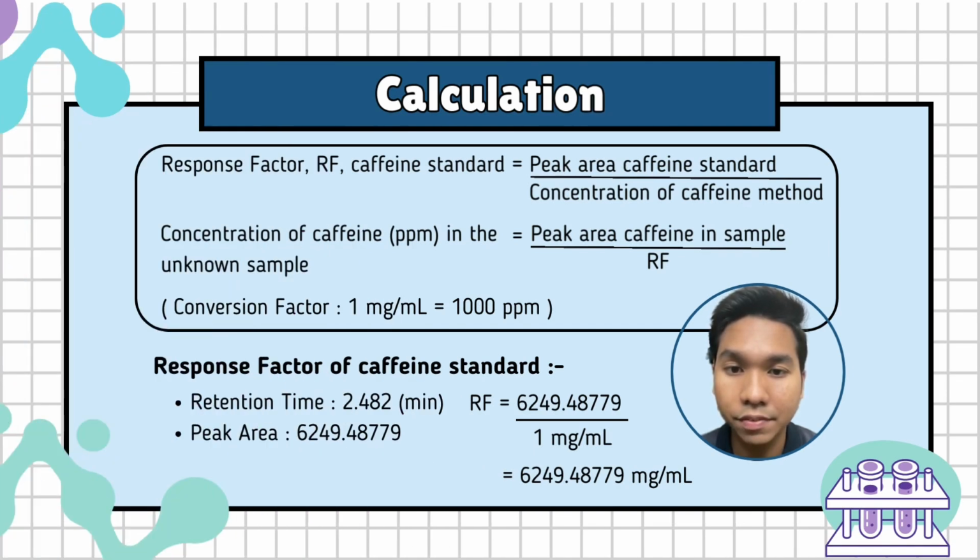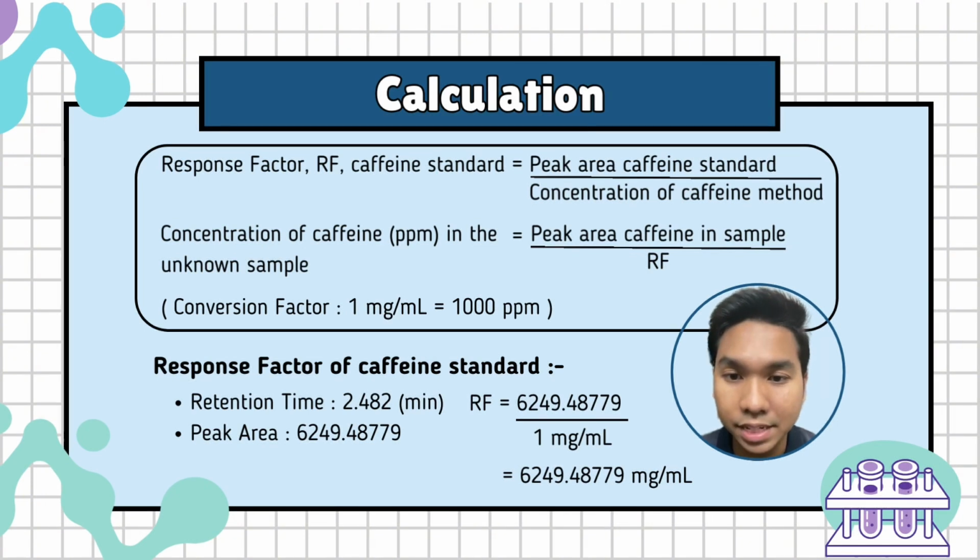We need two key formulas. First is the response factor, calculated as the peak area of the caffeine standard divided by its concentration, which is 1 mg per milliliter. Next, we have the formula for the caffeine concentration in the sample, which is the sample peak area divided by the response factor. Remember, the conversion factor is 1 mg per milliliter equal to 1000 ppm.